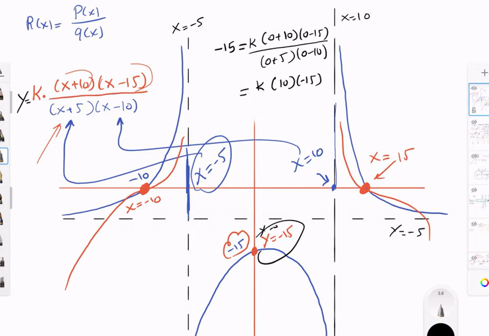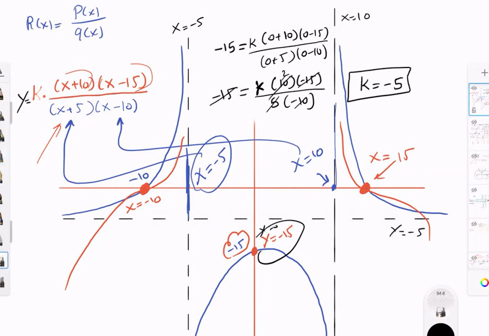Please stop me if I don't make sense. So you solve for k. 5 and 10 is 2. This and that is gone. So k equal to -5. So the final equation will be, we just need to put -5 here, and you're done.